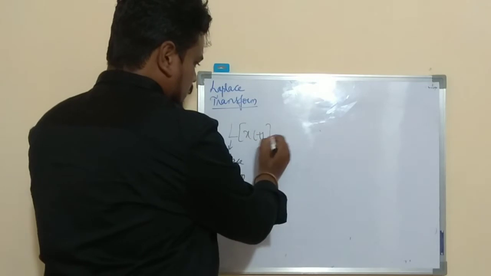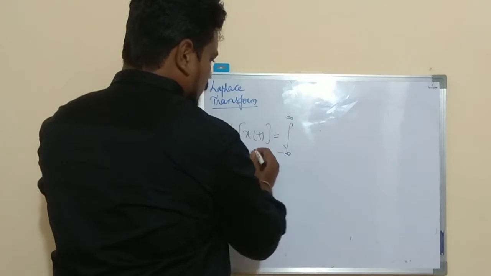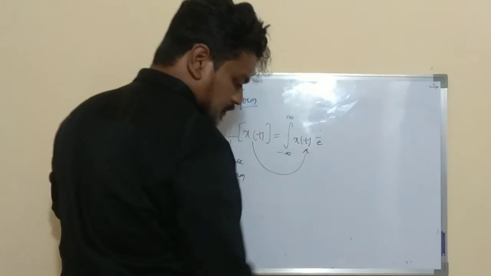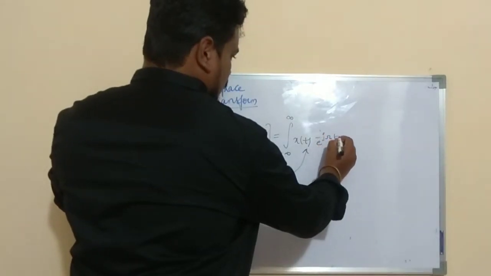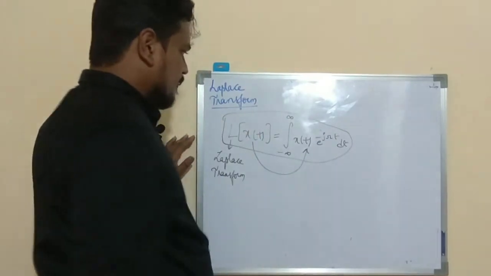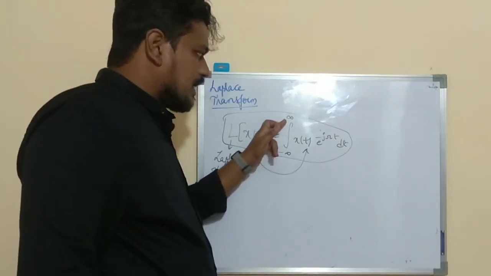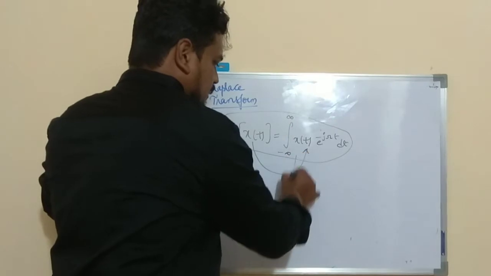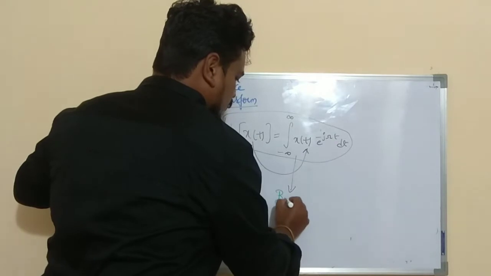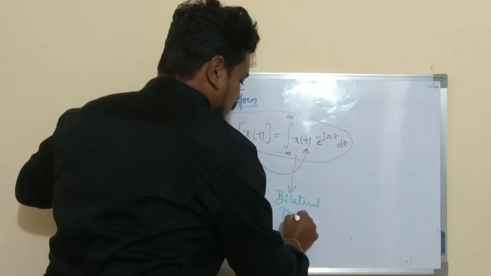of x of t is given by integral from minus infinity to infinity, x of t into e power minus j omega t into dt. So this is the formula. We have to remember this. Here, if you are taking the limits from minus infinity to infinity, this is called the bilateral transform, or bilateral Laplace transform.